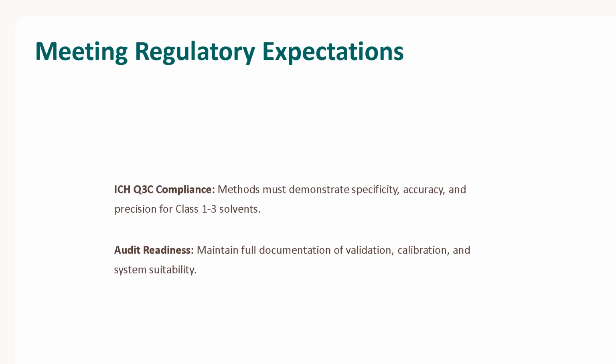In QA, results aren't enough, proof matters. ICH Q3C requires validated methods for Class 1, 2, and 3 solvents. That means demonstrating specificity, accuracy, precision, and robustness. And during audits, documentation is key. Validation reports, calibration data, and system suitability tests must all be ready. Headspace GC-FID doesn't just help you test, it helps you defend your data with confidence.